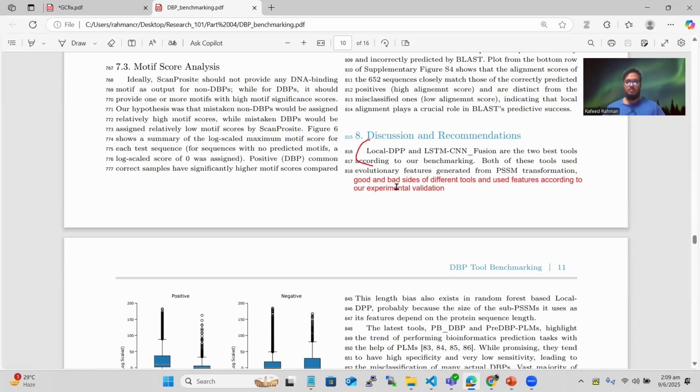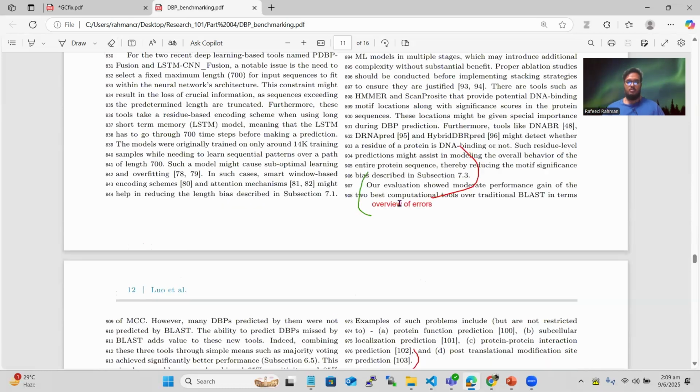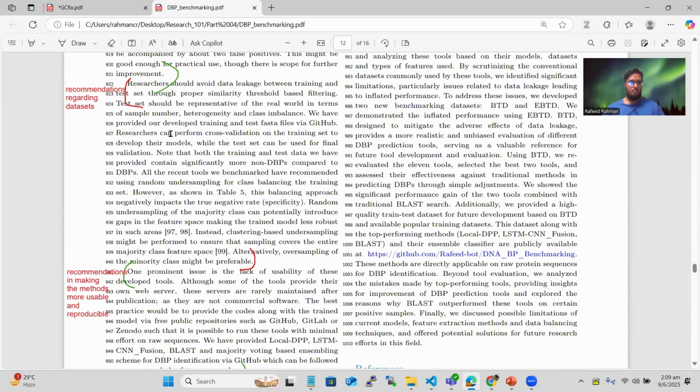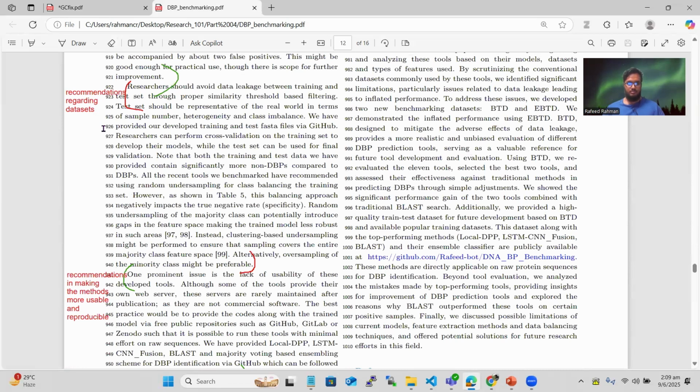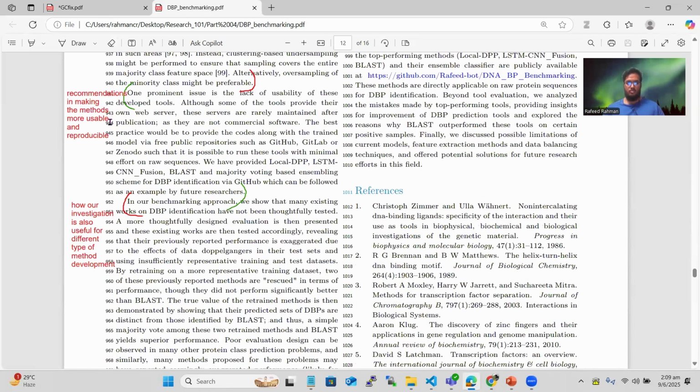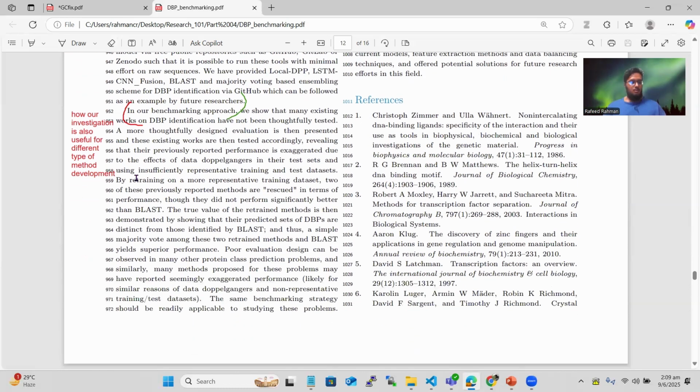So we start with the good and bad sides of different tools and use features according to our experimental validation. We then talk about the errors that the different methods actually made. We talk about the recommendations regarding the datasets. We also talk about our recommendations in making the methods more usable and reproducible, because we saw that many methods that we benchmarked are not actually reproducible. Also, we talk about how our investigation is also useful for different types of method development.